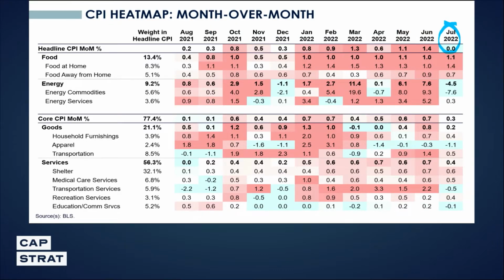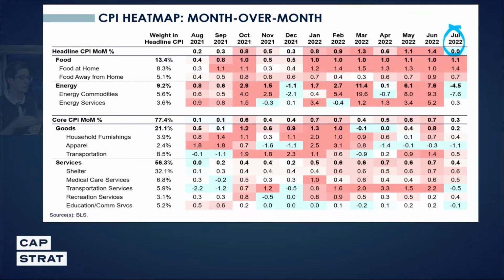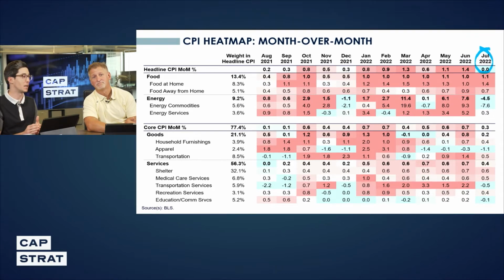But so was there inflation in July? Of course, there was inflation in July. The prices of certain things went up. I believe what that statement is referring to is the fact that on a month-over-month basis, headline CPI was flat. Prices in aggregate did not go up from June to July.